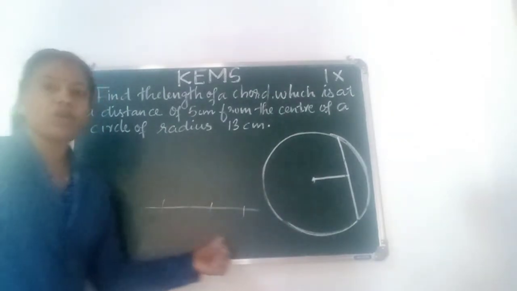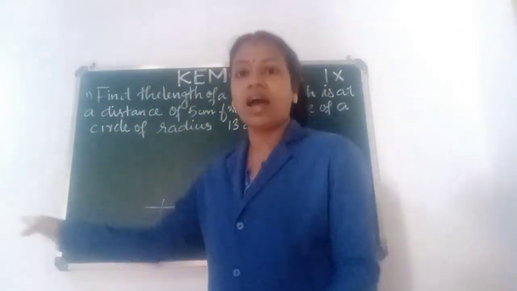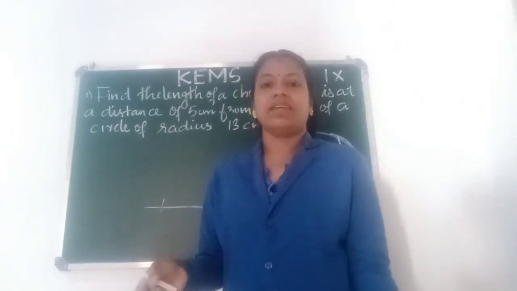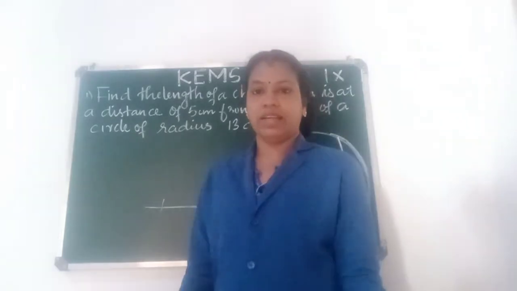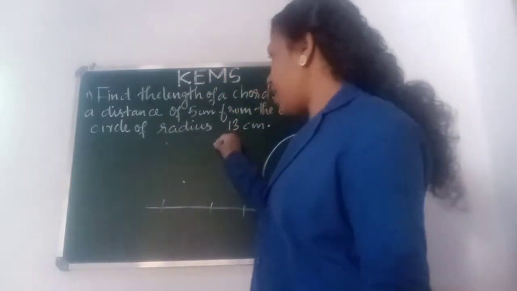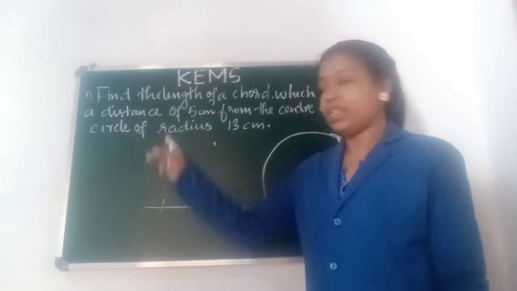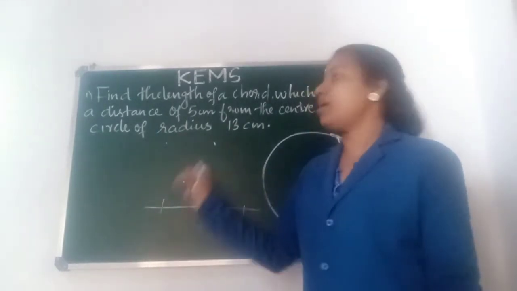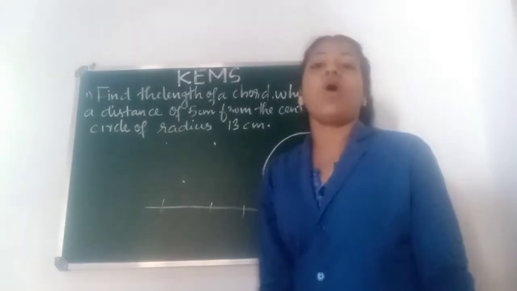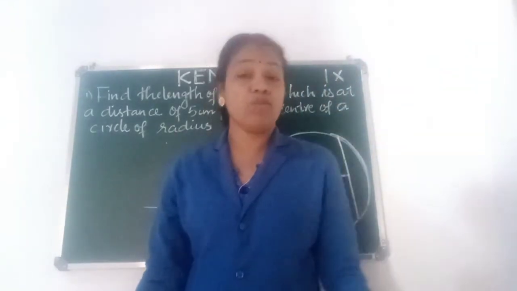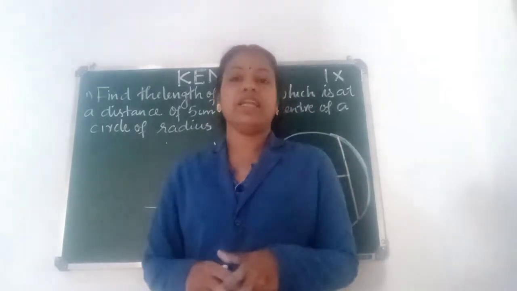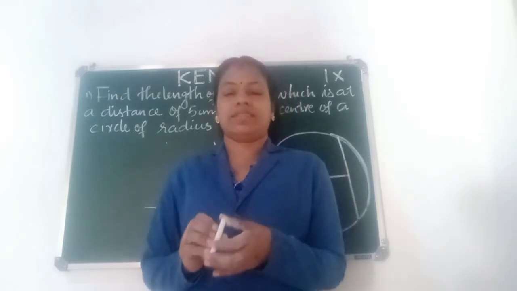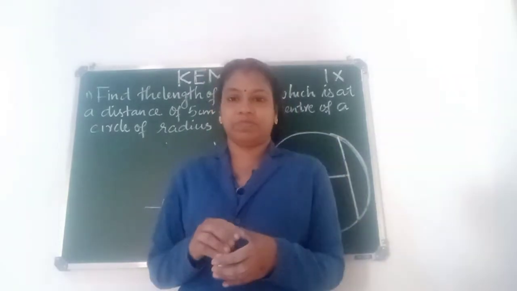So these points are called collinear points because they are on the same line. Non-collinear means points are not on the same line. So these points are not collinear. Three points. And the property says that there is only one circle passing through three non-collinear points. Clear? Second property.